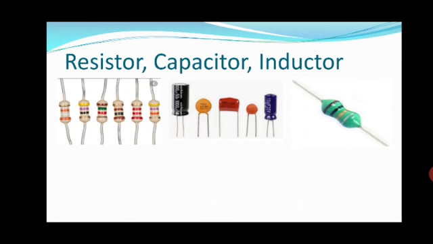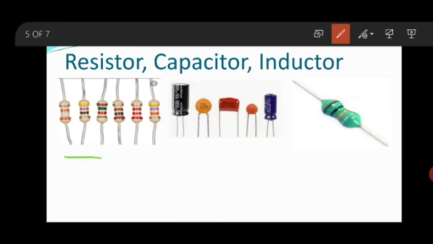I hope you can see. Most of the components have 2 legs, and these legs will be inserted into the breadboard. The first one you can see is a resistor. In the market, resistors of different values are available. These are fixed resistors. Fixed means the value of the resistor won't change. It's a fixed value resistor.